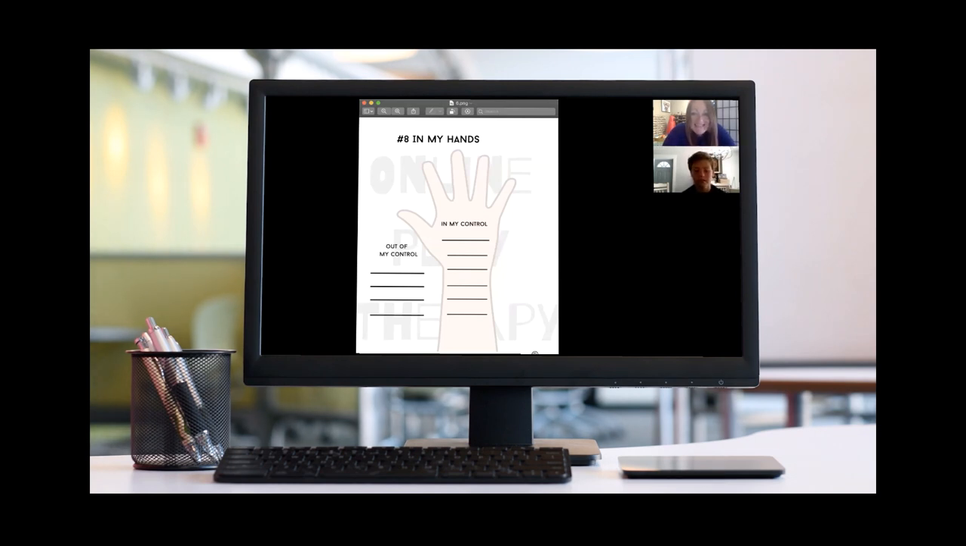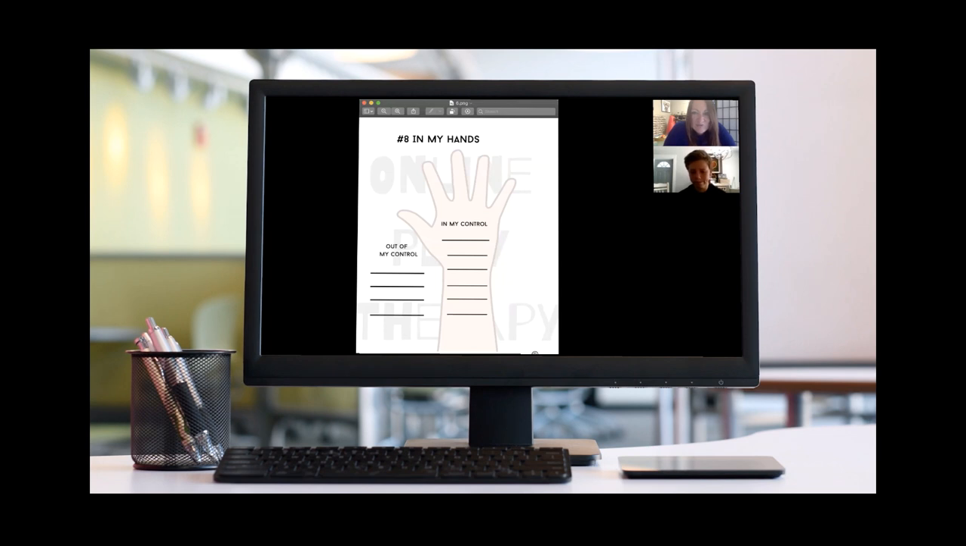Can you see that? Yep. So this one is called In My Hands. You know how sometimes some things are in your control and some things are not in your control. Like sometimes we have hurricanes around here and we're not really in control of that.